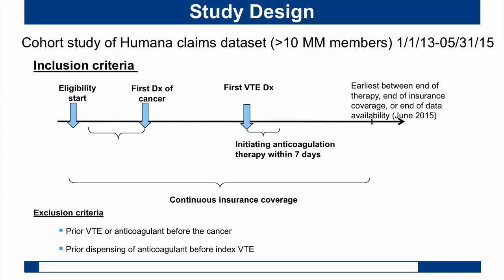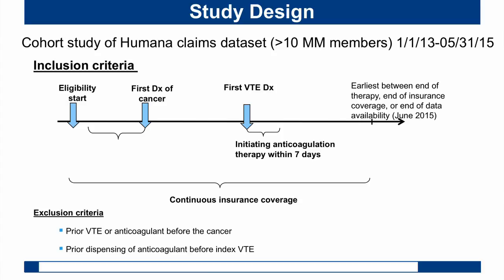As you can see in this schematic of the study, this is a retrospective cohort study of Humana claims database of over 10 million members from January of 2013 through May of 2015. We captured patients that were eligible at the time of the initiation of the study who also had a diagnosis of cancer and had a thrombotic event during their course of cancer therapy.